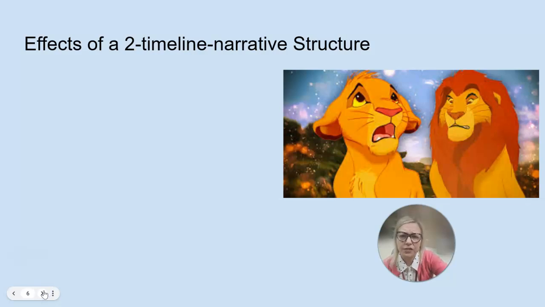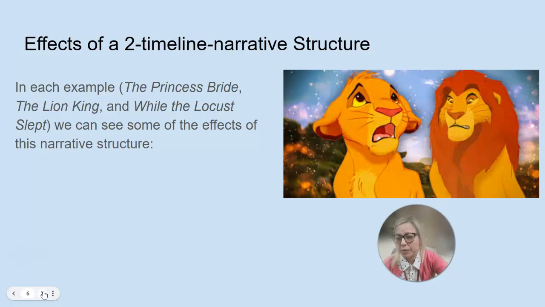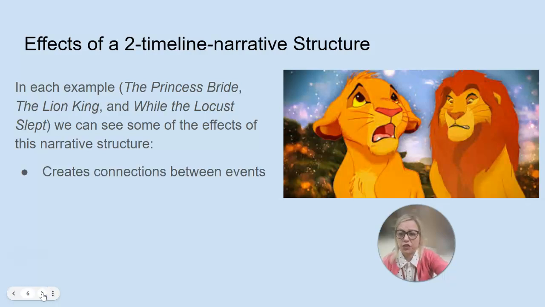Well, what are some of the effects of a two-timeline narrative structure? In each example, The Princess Bride, The Lion King, and While the Locust Slept, we can see some of these effects, I think. First of all, it creates connections between events. In the example I just showed you, we heard about how Emmett's drowning reminded Peter of a past death when he was younger, right? And so it creates that connection. It also shows a character's reaction, and maybe we understand why certain things affect Peter the way they do later on in the book, because we see how these things happen in his younger years.